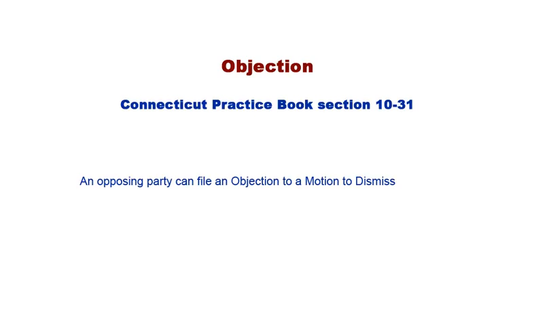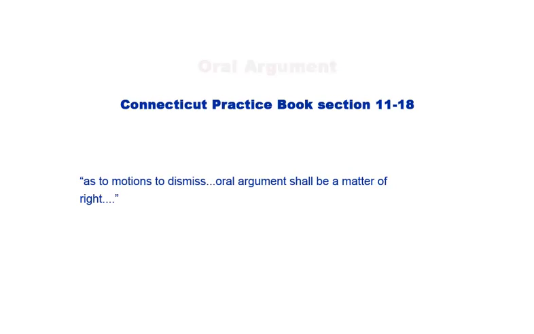Objection. Any opposing party can file an objection to a defendant's motion to dismiss. Like the motion itself, the objection must include a memorandum of law explaining to the court the legal reasons why the court should not grant the motion to dismiss. A party has 30 days from the filing of the motion to dismiss to file an objection. Connecticut Practice Book, Section 10-31, talks about objecting to a motion to dismiss.